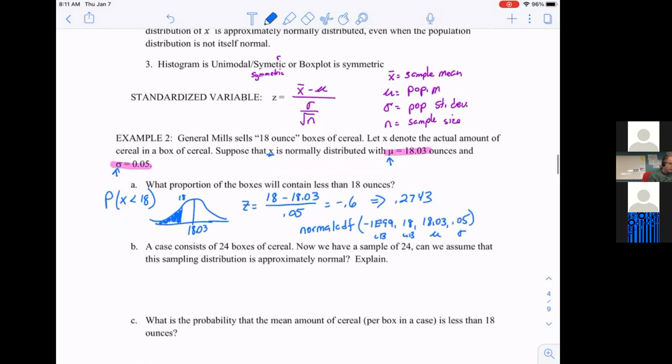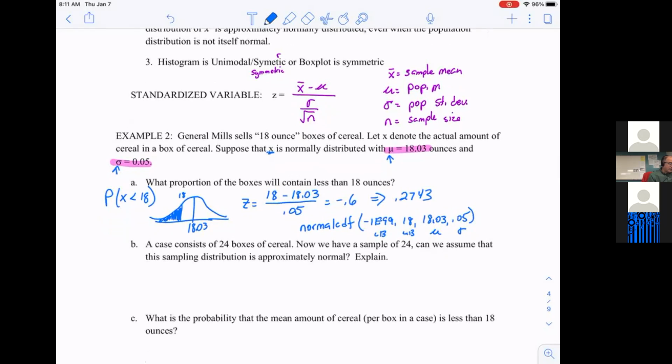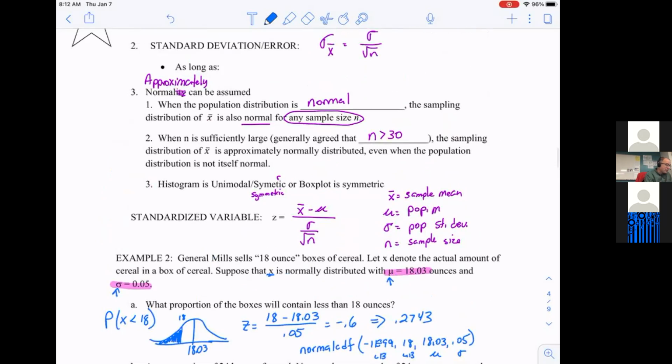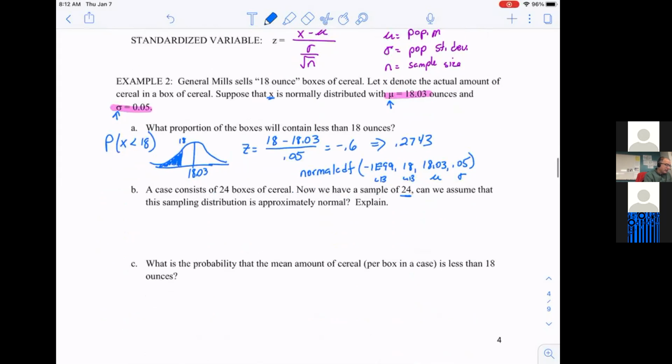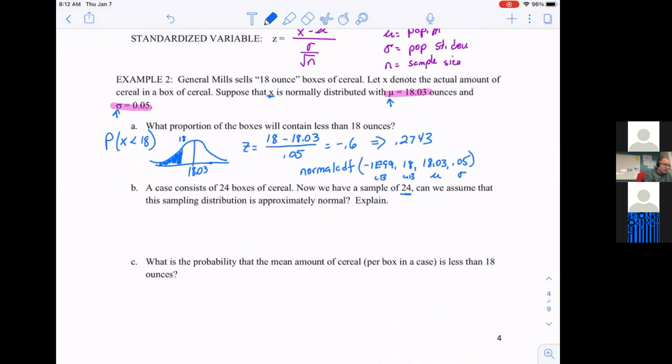A case consists of 24 boxes of cereal. So now we have a sample of 24. Can we assume the sampling distribution is approximately normal? We're going to go back up to this. To be approximately normal, it has to meet one of these 3 criteria. Because it said X is normally distributed right there, that means my sampling distribution will also be normal.